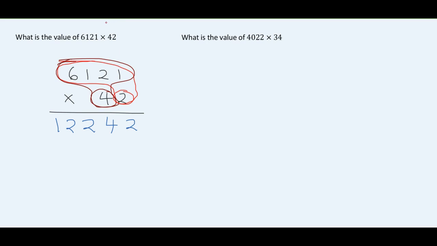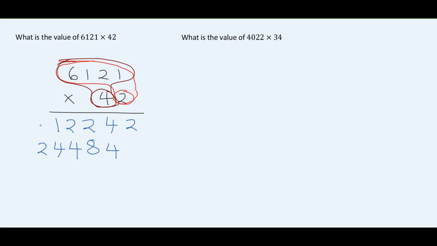But then we have to start in the tens position. So 1 multiplied by 4 gives us 4. 2 multiplied by 4 gives us 8. 1 multiplied by 4 gives us 4. And then 6 multiplied by 4, we have 24. We start writing on the right hand side and go to the left.